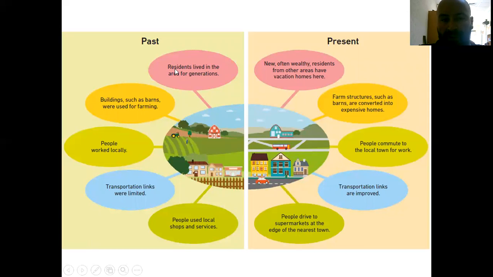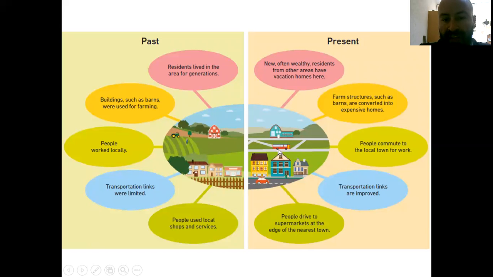Before, people used to live in a house for many generations. Now we have that house only for vacations, only for the weekends. Okay, buildings such as barns were used obviously for that purpose, for farming. Now we may have converted those places into Airbnb houses or compounds that you rent. Okay, people used to work there.